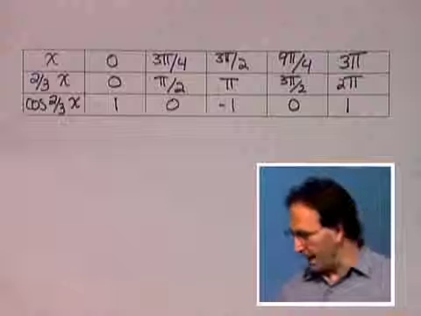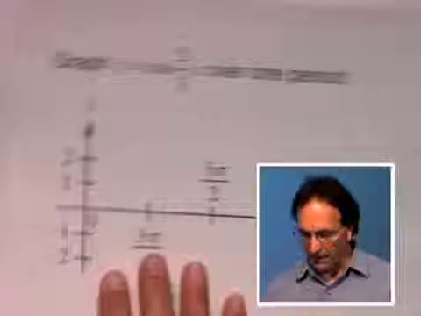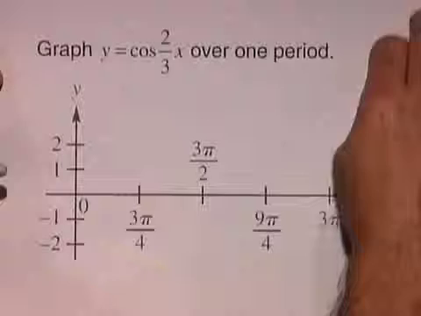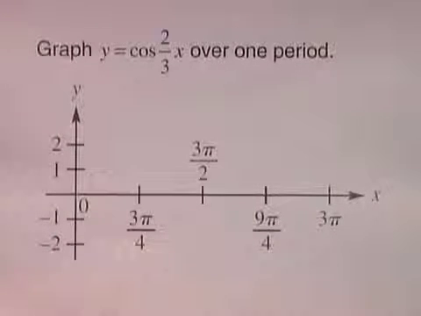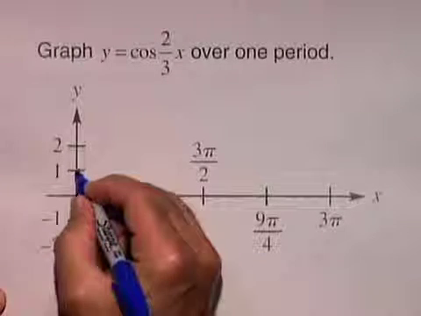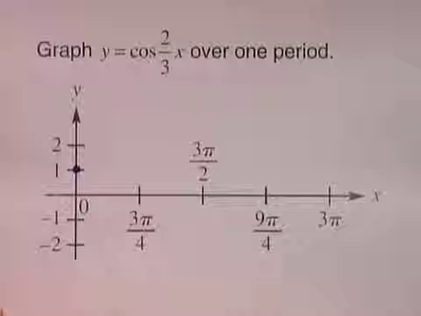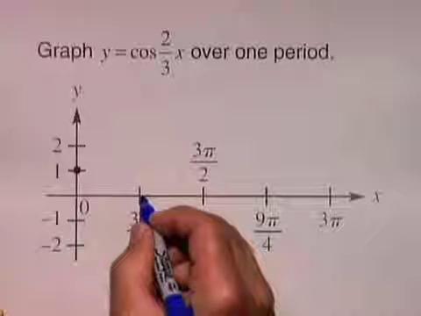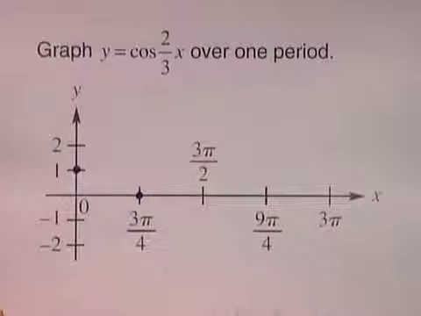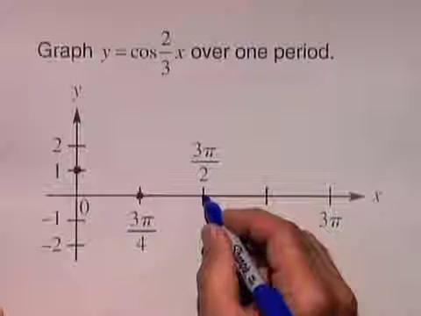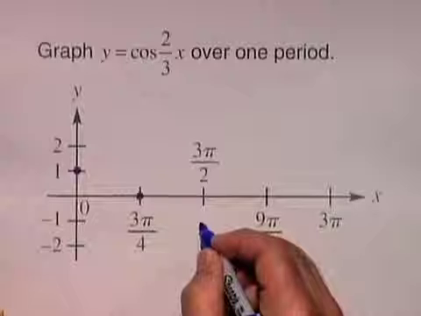So let's bring back in a clean graph to work on. And what we then have, let me do this in the blue, is remembering we had 0, 1. So we'll put a point there. Then we had 3 pi over 4, 0. Then we had 3 pi over 2, -1.